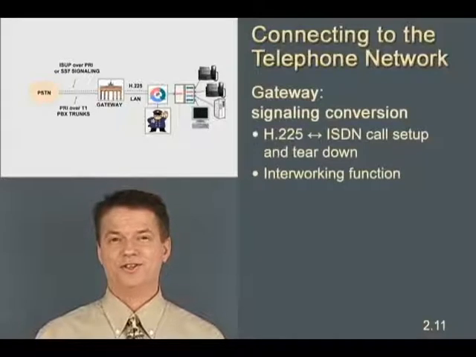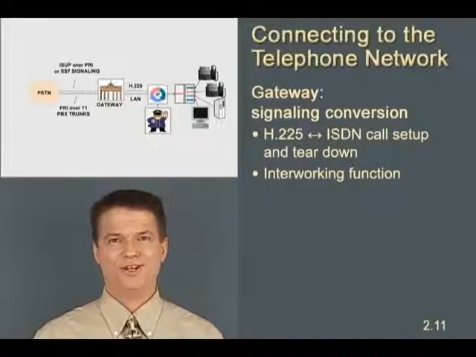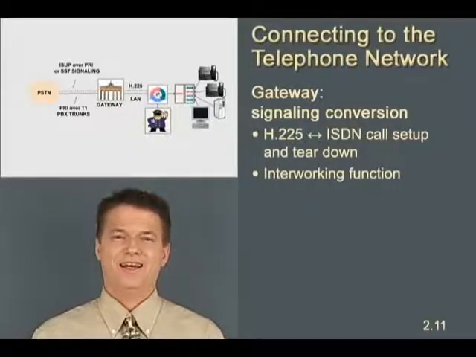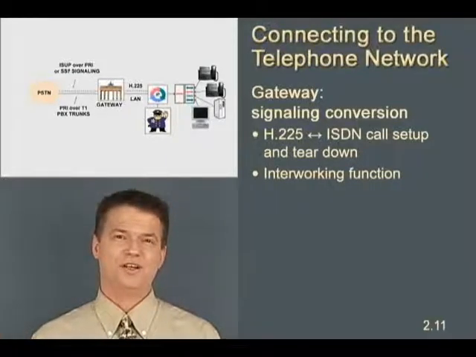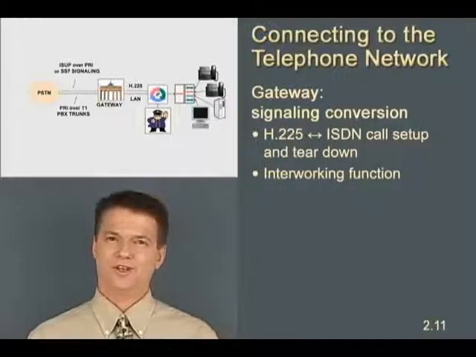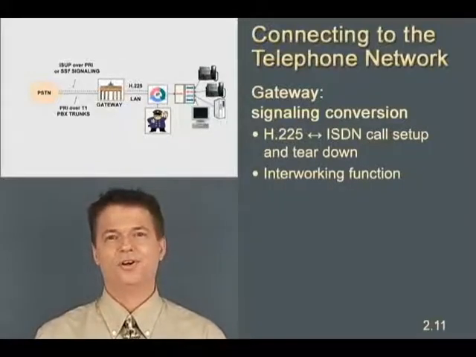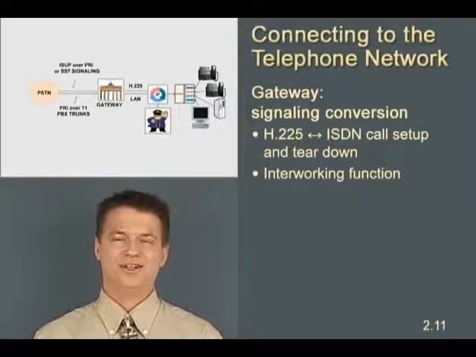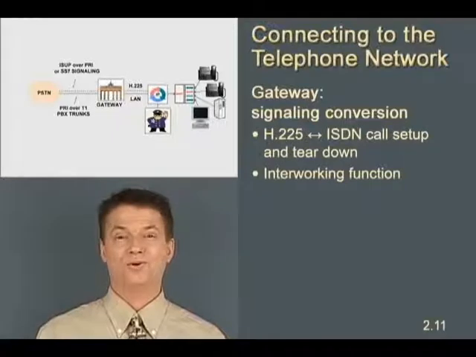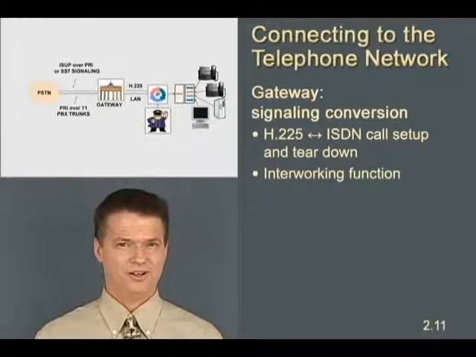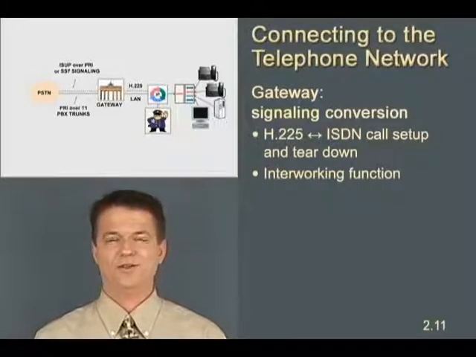The signaling conversion is between the H.225 call setup, this is the Q.931 protocol, and the H.245 capability negotiation on the voice over IP side versus what we do on the regular telephone network. And for those of you who like details, what we do on the regular telephone network is called ISUP, the ISDN user part. And that gets communicated either over channel 24 on an ISDN PRI connection, as we discussed earlier, or we could have an SS7 connection if we wanted to.